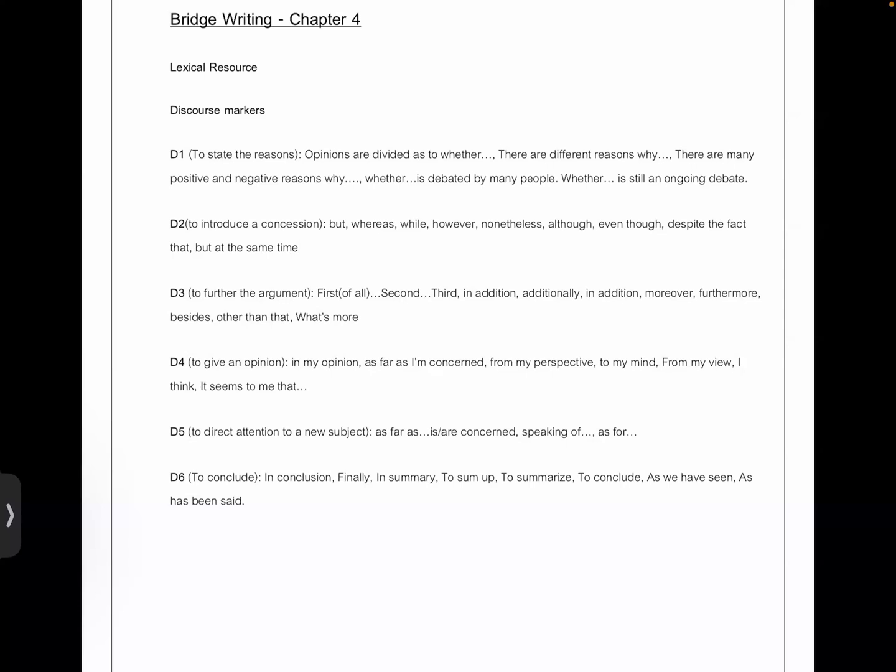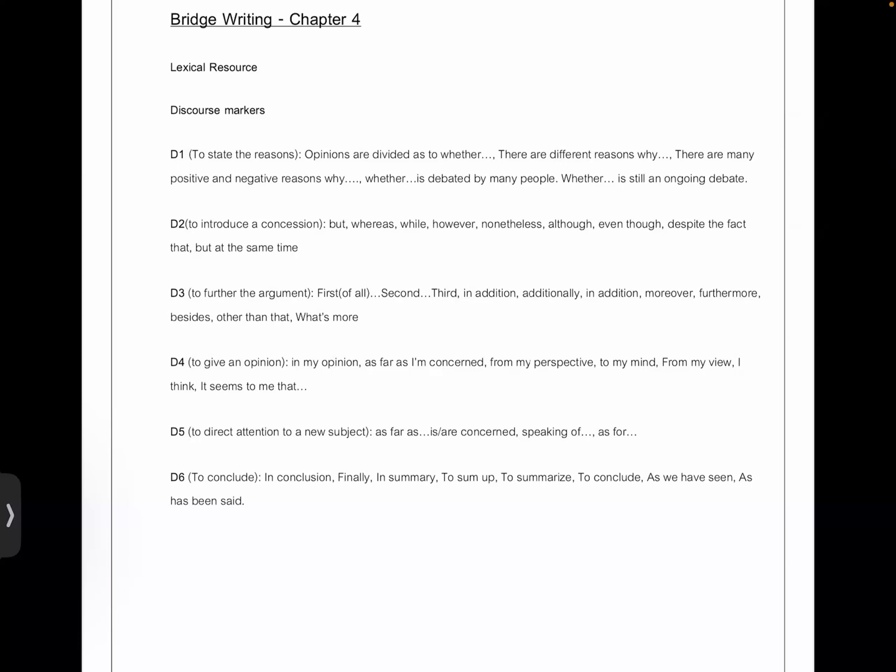D3 is to further the argument. So we have first of all, second, third, in addition, additionally, moreover. So you will see a lot of D3 being used in a body paragraph when we want to finish explaining one point, moving on to the next point. You will have this expression to begin your sentence with.